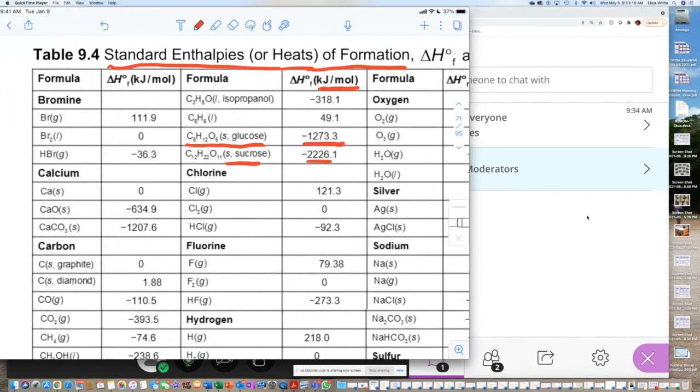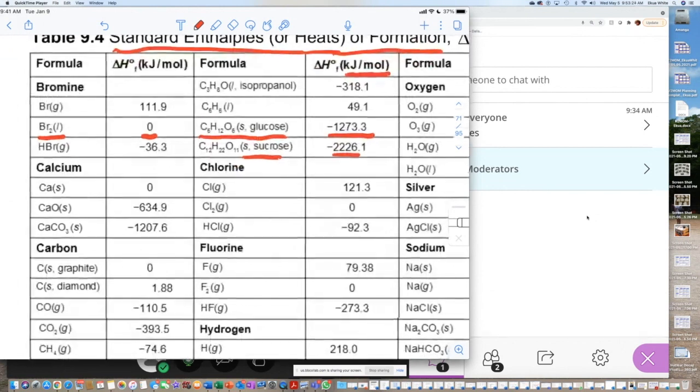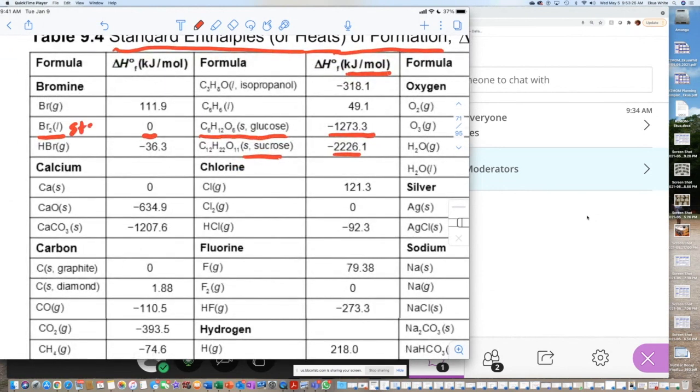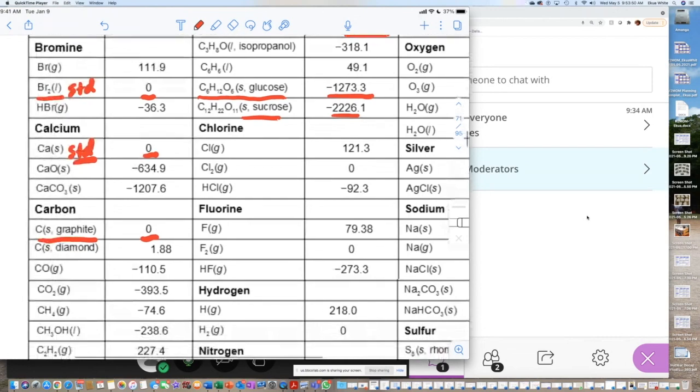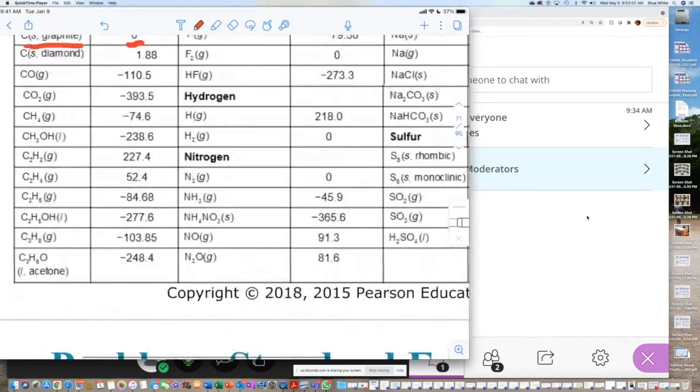Let's look at the ones that have zero in here. Bromine has zero. It's bromine in liquid state. This is the standard, so I put STD for standard. This is the standard state of bromine, the natural state you find bromine in when you encounter it in real life. Calcium, this is the standard state of calcium in real life. So look over here. For all the elements that have 0 kilojoules per mole heat of formation, these are the elements in their pure standard state. So we see 0 there.